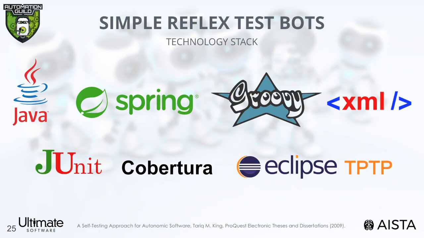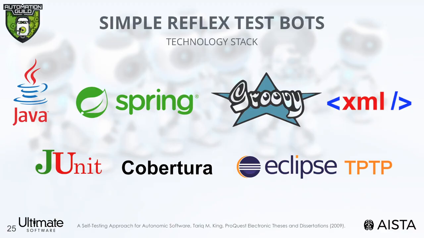I used the Spring framework to hold components, and I had some components written in Java, some components written in Groovy. And Groovy is a nice dynamic language that, if I want to make a code change at runtime without recompiling, you can do that in Groovy. XML, of course, for the policies, and then some of the testing frameworks that I used were JUnit, Cobertura, and Eclipse has a Test and Performance Tools Platform that you could use to gather performance metrics.